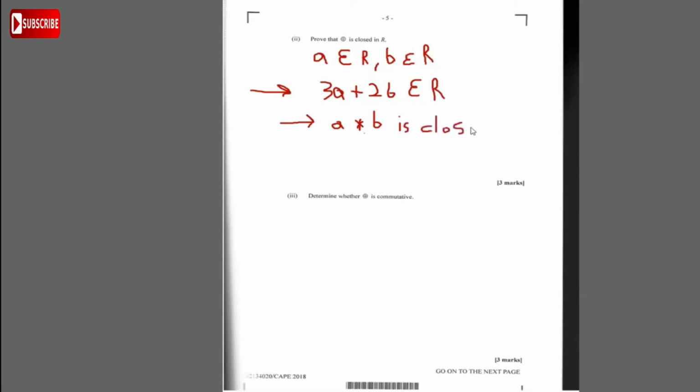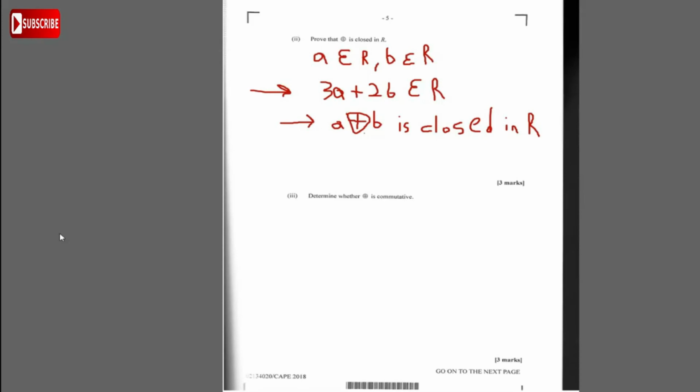Nice and easy. So it says determine whether, oh, why am I saying star? It was circle plus. I'm changing the operator. My apologies, circle plus. Circle plus. All right. Now that we got that out the way, let's continue. Determine whether circle plus is commutative.